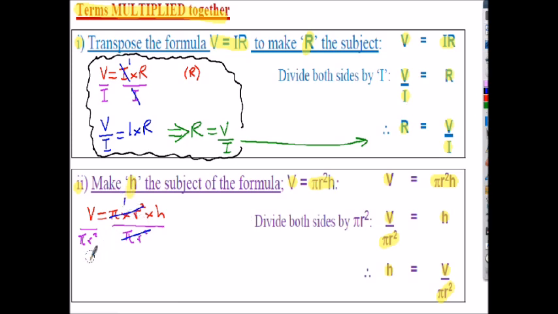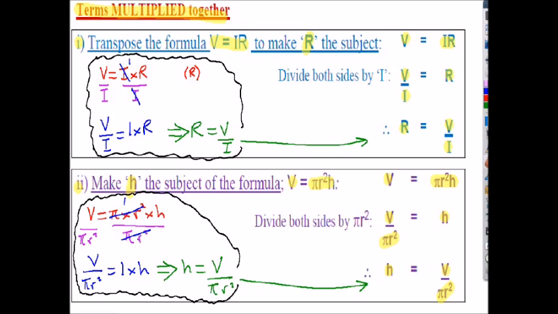So on the next line I end up with v divided by the pi r squared on the left hand side, and that's basically equal to 1 multiplied by h here. Again, just turning the equation around to make the subject on the left hand side, that's h is equal to v divided by pi r squared. And again, I end up back with my final form here.